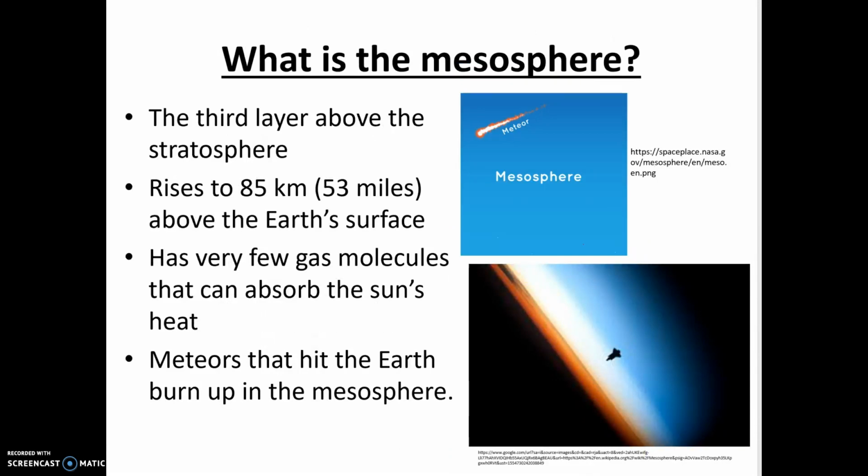What is the mesosphere? The mesosphere is the 3rd layer above the stratosphere. It rises about 53 miles above the Earth's surface, and actually it has very few molecules of gas that can absorb the sun's heat. One of the key things that happen in the mesosphere is that meteors that come from outer space actually burn up in the mesosphere, creating a tail like this. So a lot of the meteors, the reason why they burn up is because when they hit the mesosphere, it actually burns into a shiny light.